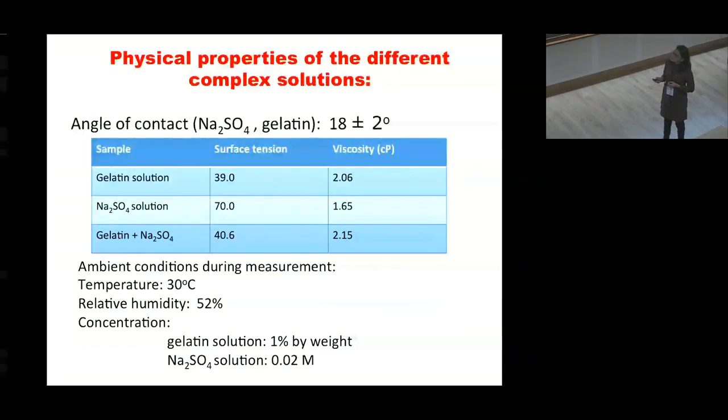And we also did some characterization of the liquids involved. The angle of contact of sodium sulfate in gelatin is 18 plus minus 2 degrees. And we measured surface tension and viscosity. It is interesting to note that gelatin and sodium sulfate have surface tensions which are almost half that of sodium sulfate alone. And their viscosities are also much higher than sodium sulfate alone. They matter in the pattern formation. And the ambient conditions: temperature was 30 degrees centigrade, relative humidity 52%.